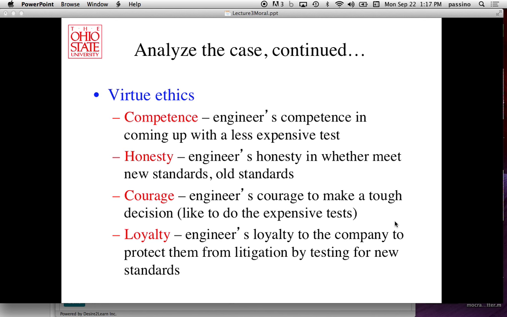Sometimes when you are an engineer making a decision like this, if you make the decision that goes along with what the bosses are saying, it helps your career. But if you're perceived as somebody going against what the bosses want, that can hurt your career quite a bit. This gets really tough at times. Loyalty. An engineer's loyalty to the company to protect them from litigation by testing for new standards. So it's kind of weird. On the one hand, an engineer like this may be perceived as not being loyal by proposing all these tests and costing the company a bunch of money, but on the other hand, they may be ultimately very loyal because they're protecting the company from litigation and problems. So it gets into very fuzzy areas when it comes to this loyalty issue.